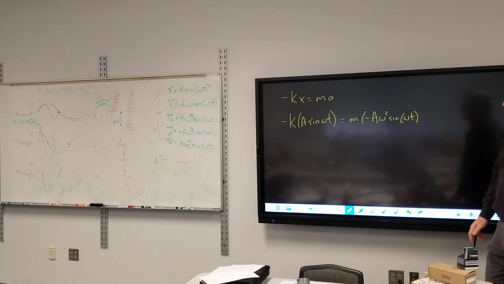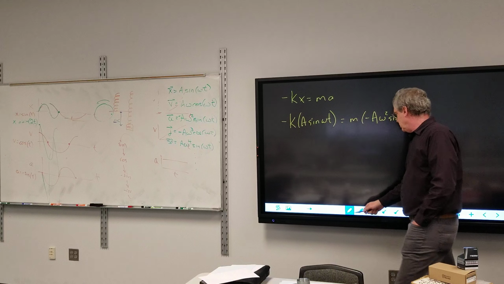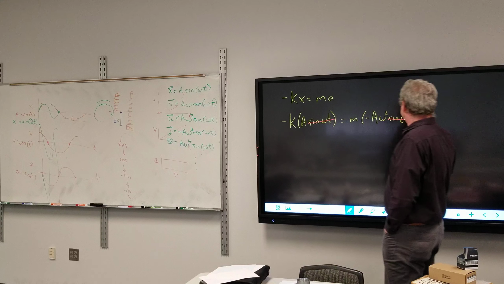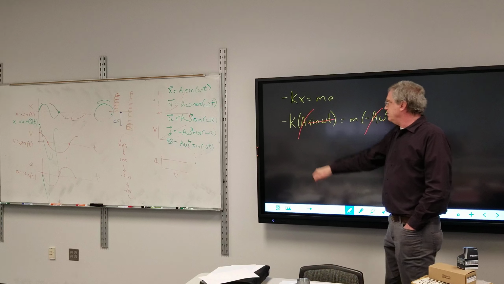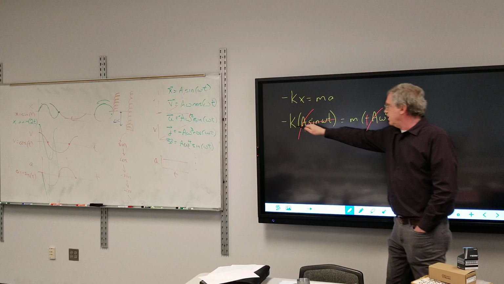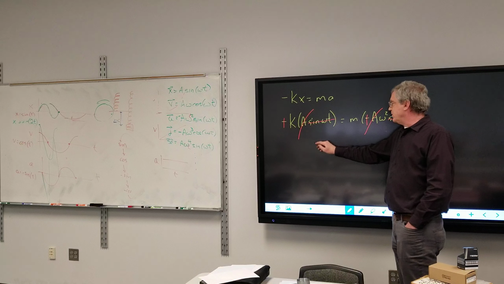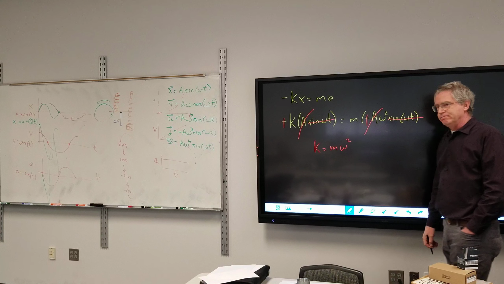Let's cancel stuff out. I've got sine omega t and sine omega t. That cancels out. I've got a and a. That cancels out. I've got a negative and a negative. Those go away. And what I'm left with is this spring constant is equal to mass times omega squared.